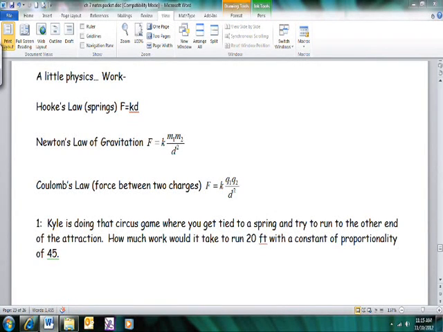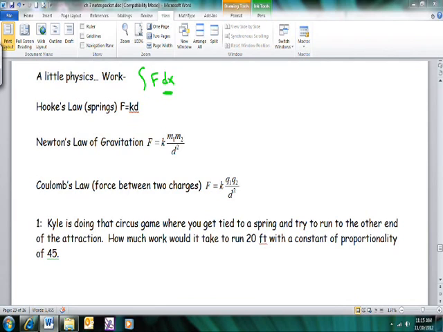Alright guys, so for work, the big thing you need to know is that work is the integral of our force times our displacement, some small dx. That's really it. Our force is generally going to be a function of some sort of distance. So we're taking force times distance, doing each small change in distance and adding up our total number of changes, which is where our integral comes into play.